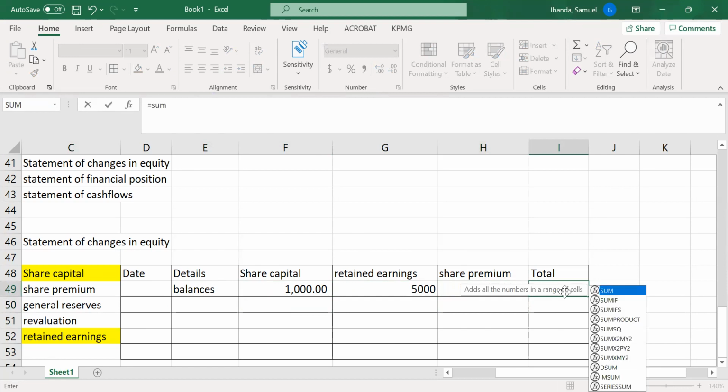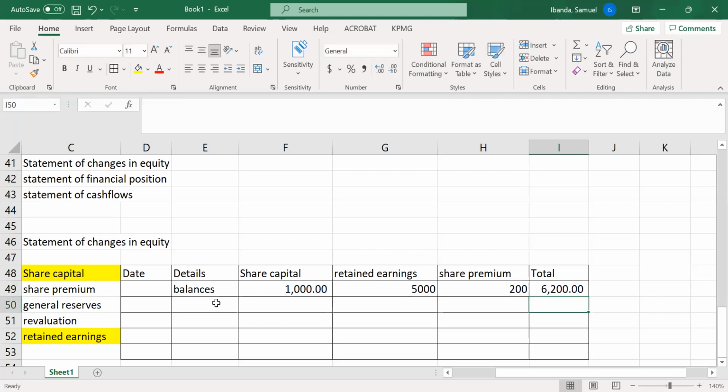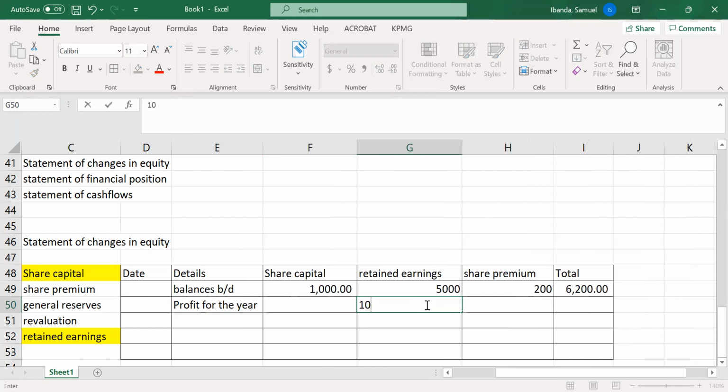So each column is added as it is right there. Then after the balance brought down, because these are the balances you've started with, now we look at how the year has happened. So we look at the profit for the year. Profit or loss for the year will be brought in. If we've gotten a profit, you just come to the column of retained earnings and add the profit for the year. Let's say it's 1,000, and you add this column as it is.